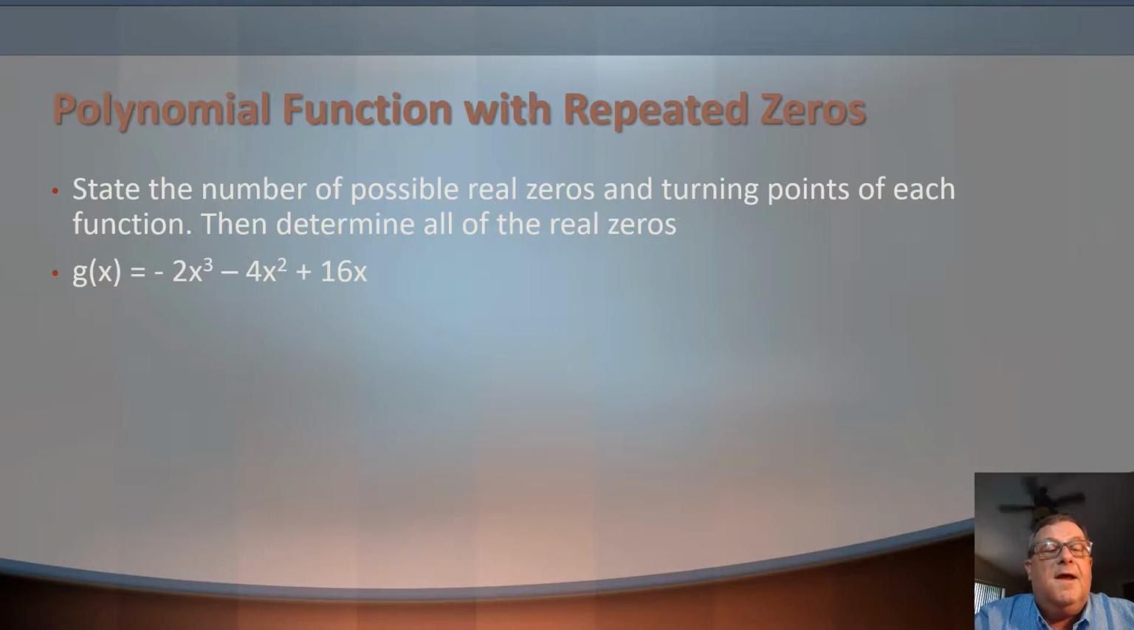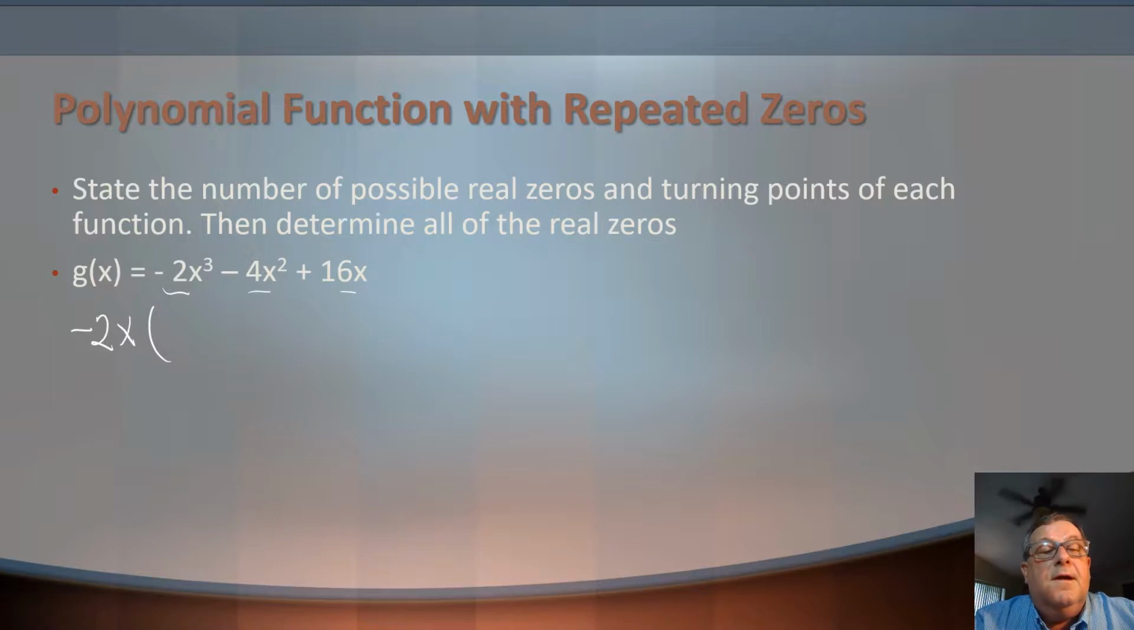G of x equals negative 2x cubed minus 4x squared plus 16x. And as always, first thing when I'm wanting to factor, I need to think about, can I factor out the greatest common factor? Well, I got a negative 2, a negative 4, and a positive 16, along with an x cubed, x squared, and an x. Well, what if we factored out negative 2x?